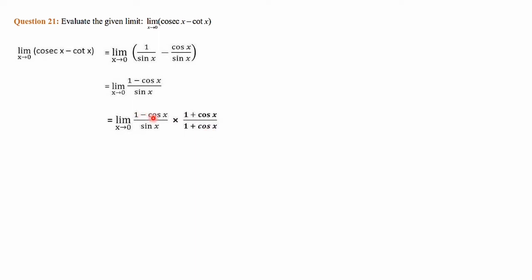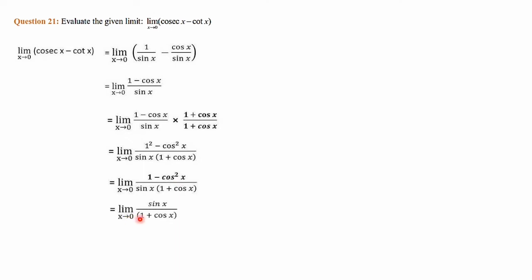Now numerator 1 minus cos x into 1 plus cos x, a minus b into a plus b form. A minus b into a plus b is a square minus b square. Here a is 1, b is cos x. So 1 square minus cos square x divided by denominator, we can write it together, sin x into 1 plus cos x. Then limit x tends to 0, 1 square is 1, cos square x is same as it is. Then denominator is same, sin x into 1 plus cos x. As we know, 1 minus cos square x is sin square x. By using identities, limit x tends to 0, sin x divided by 1 plus cos x.